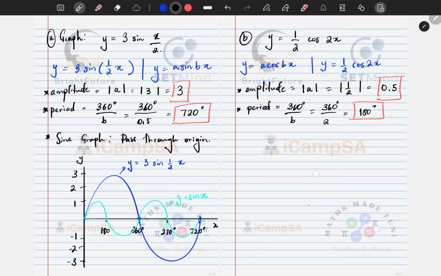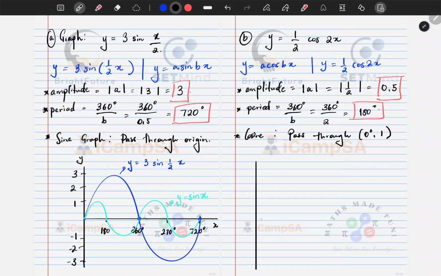To complete one cycle. And always remember, it's a cosine graph, right? So if it's a cosine graph, it will pass through what? 0 degrees with 1, right? Because if you put cos of 0 will always be what? Will always be 1, right? So let's go ahead and draw that. So I'll do the same thing here. So I'll just draw my graph.